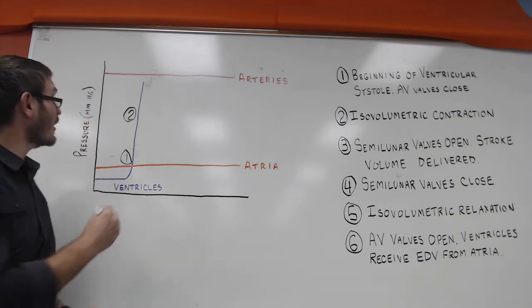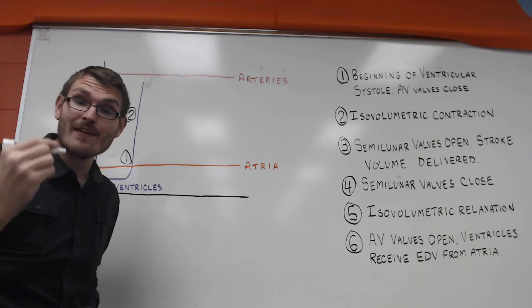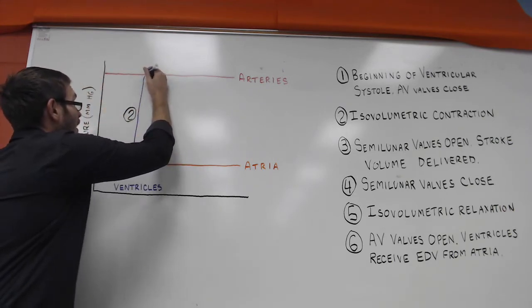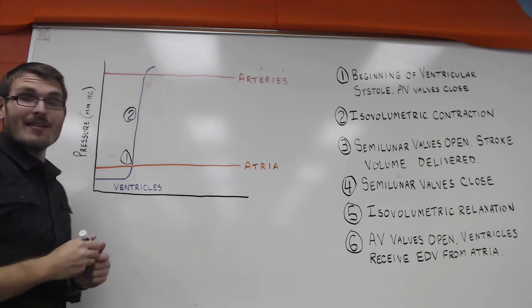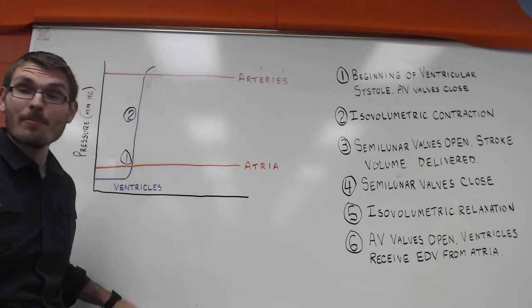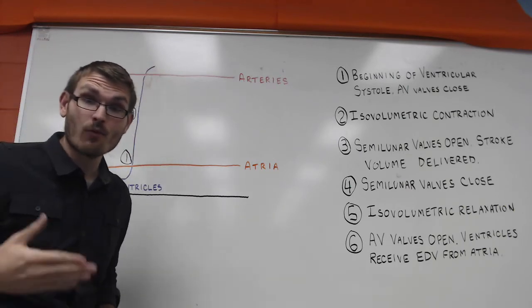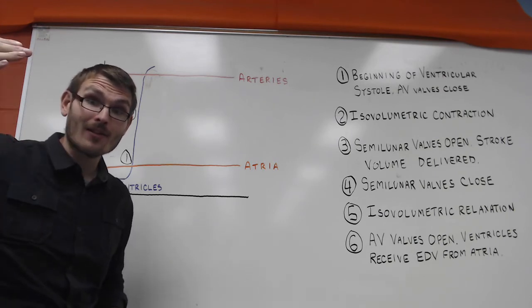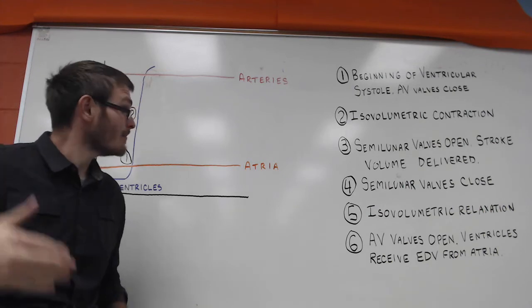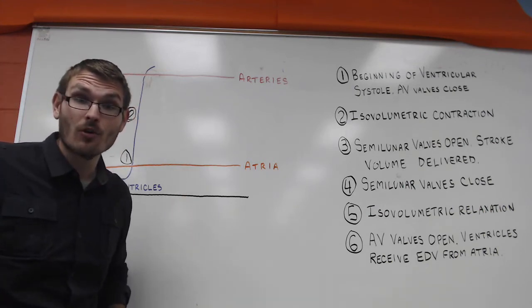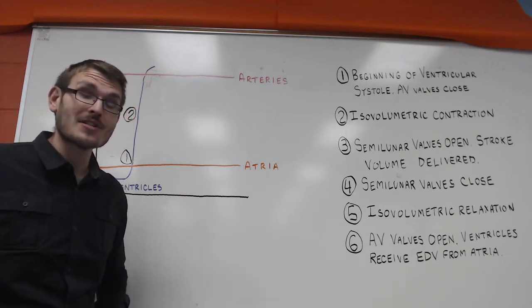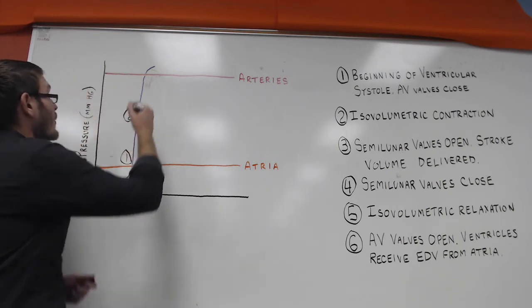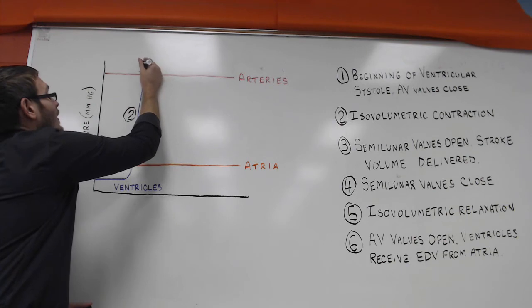So, as that occurs, the pressure inside the ventricle is going to go up and up and up until the pressure in the ventricle is now higher than the pressure in the outside arteries. If we're talking about the right ventricle, the pressure there is now higher than the pressure in the pulmonary artery, and if we're talking about the left ventricle, the left ventricular pressure is now higher than the pressure in the aorta. So, this is going to give us event number 3.